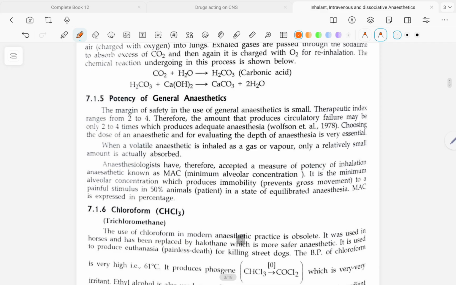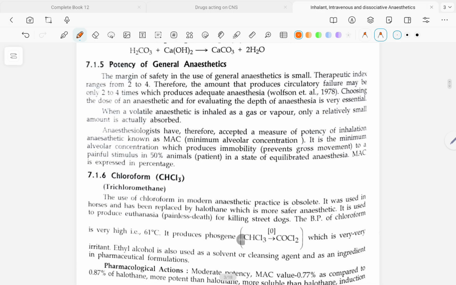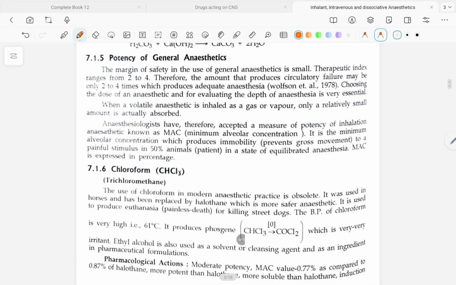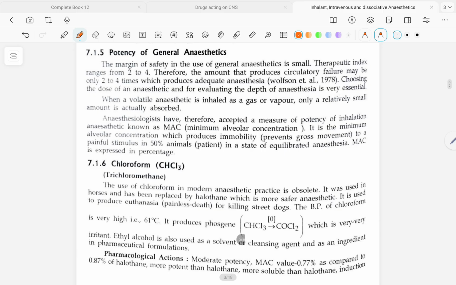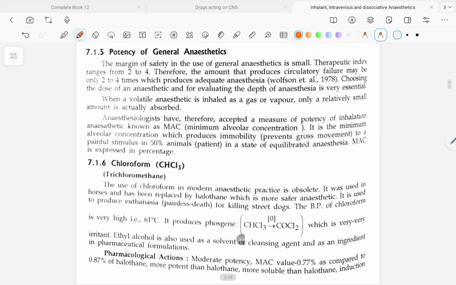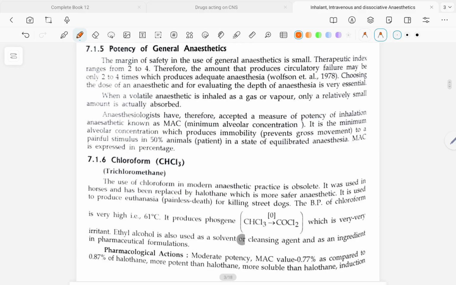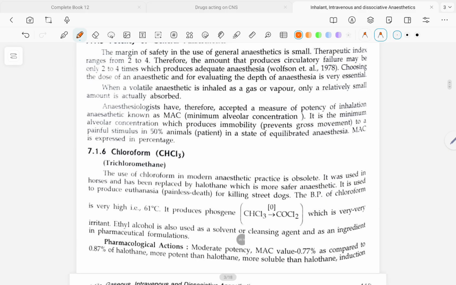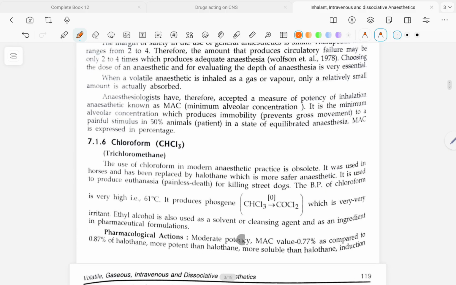Potency of general anesthetics. The margin of safety in the use of general anesthetics is small. Therapeutic index ranges from 2 to 4. Therefore, the amount that produces circulatory failure may be only 2 to 4 times that which produces adequate anesthesia. Choosing the dose of an anesthetic and evaluating the depth of anesthesia is very essential.